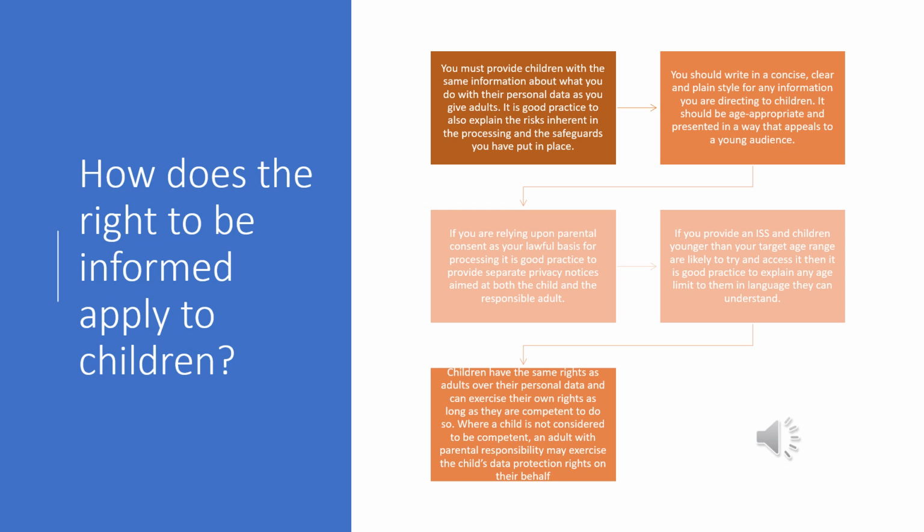If you are relying upon parental consent as your lawful basis for processing, it is good practice to provide separate privacy notices aimed at both the child and the responsible adult. If you provide an online service, ISS, and the children are younger and that's your target range, then you are likely to try and access it, and it is good practice to explain any age limit to them in a language that they can understand.